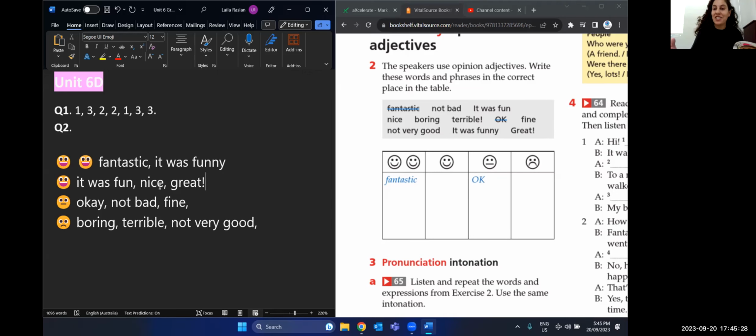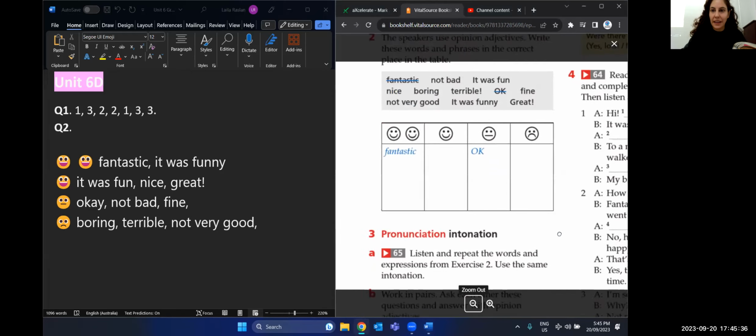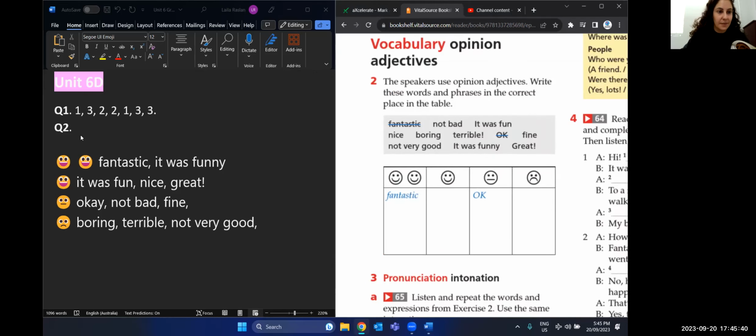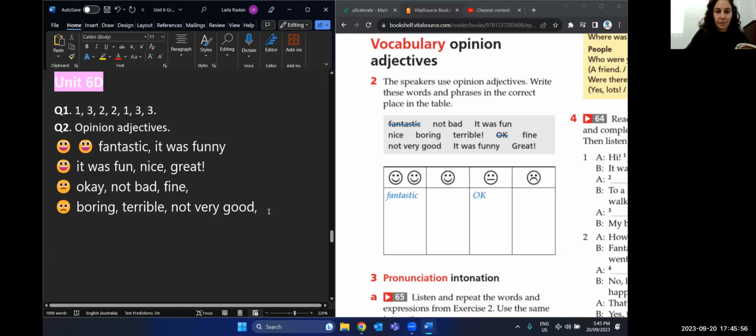Okay, so you can imagine these are words that we're using to show our feeling. Now we talked about these words and they were called opinion adjectives. So this is opinion adjectives. They tell us, or they tell the person that we're speaking to, how we feel about something.